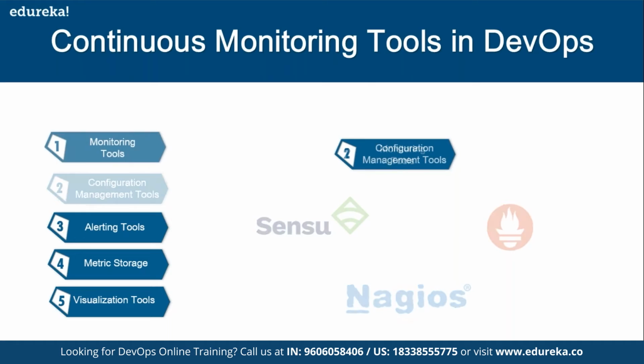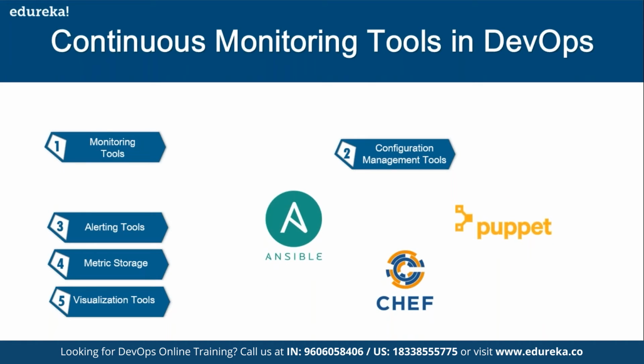The next one on the list is DevOps configuration management tools. Configuration management tools allow you to automate the provisioning and deployment of systems, enforce desired configurations, and remediate configuration drift by modeling your infrastructure as code. You can apply software delivery practices like version control, automated testing, and continuous delivery to infrastructure and applications. Some of the tools are Ansible, Chef, Puppet.